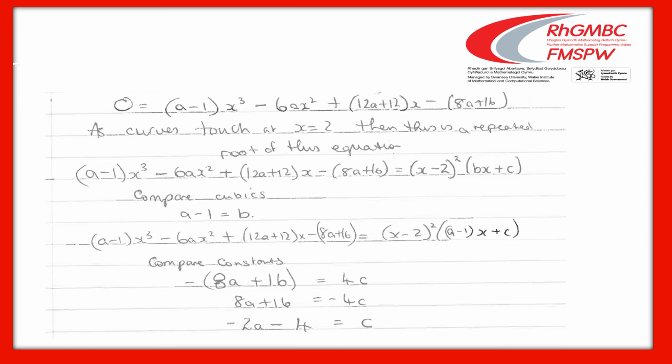So arranging that equation equal to 0, bringing the x cubed over the other side, we now have a cubic equation that we can say is equivalent to x minus 2 all squared times bx plus c. The reason for that is we are told that the curves touch when x equals 2. So then this is a repeated root of this equation. So the cubic we have found by putting the curves equal to each other must be equivalent to x minus 2 all squared times something x plus a constant.